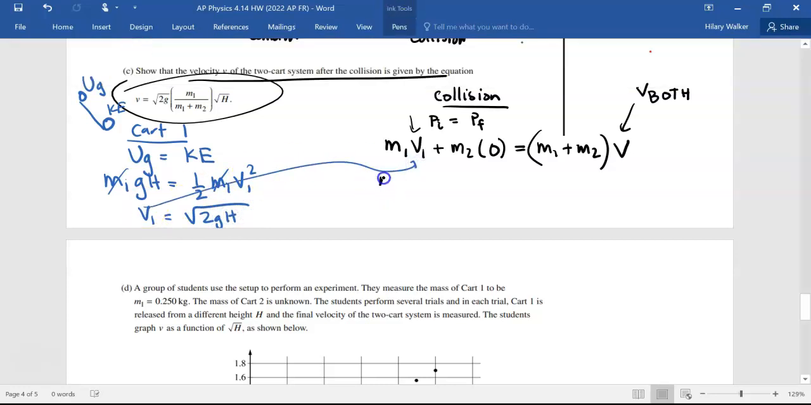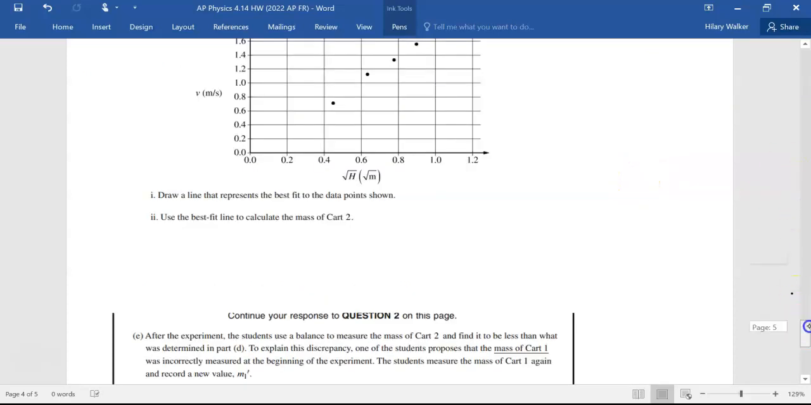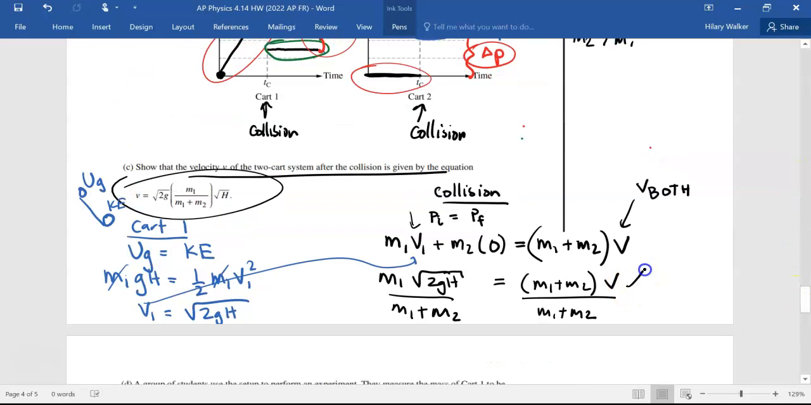So now let's go ahead and rewrite this. It's going to be m1 times square root of 2gh plus the second term will just cancel out because that's 0, equals m1 plus m2 times v. Okay, last thing we just need to do is divide by m1 plus m2. And we got our answer. So our answer is just going to be m1 times square root of 2gh over m1 plus m2.